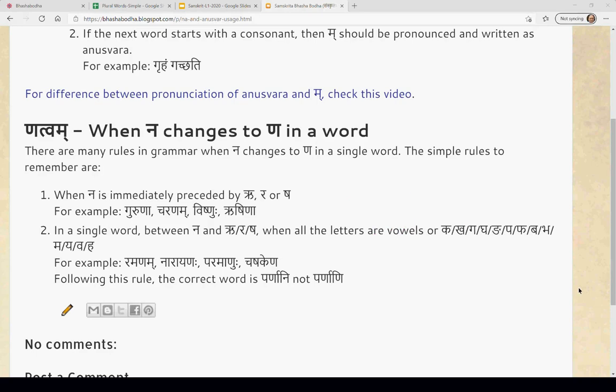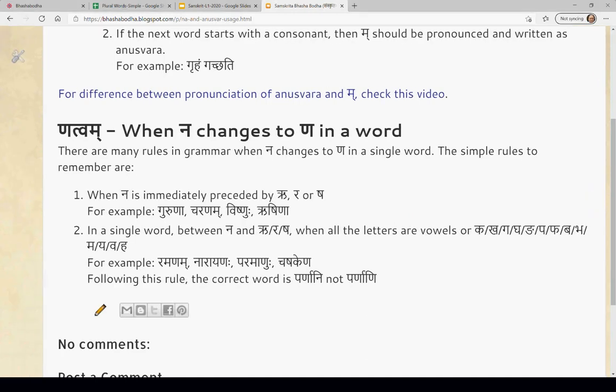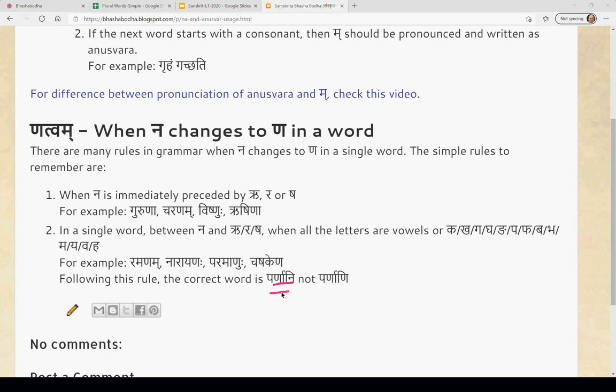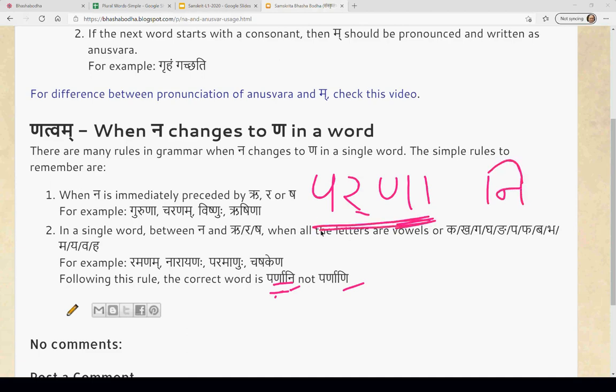So, Mahodaya, the last line says, following this rule, the correct word is Paranani, not Paraṇani. It's the other way around, right? No, the correct word is Paranani, right? This is the right one. The ni doesn't change to ṇi in this case. What is Paranani? Pa, ra, na, and there is a ni. Not this na. This na is part of the original word.